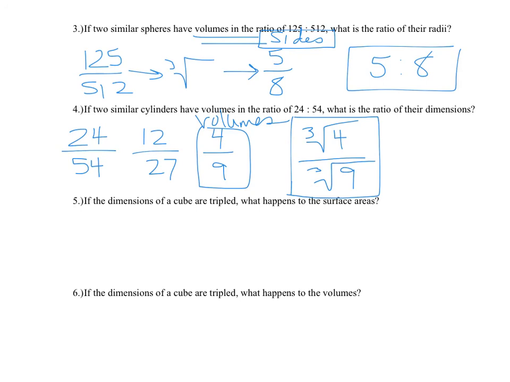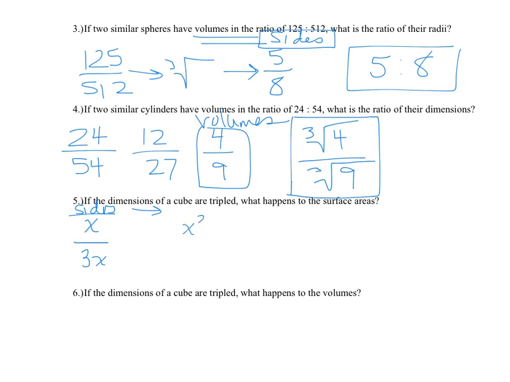All right, number 5. If the dimensions of a cube are tripled, what happens to the surface area? So basically what we're saying here is let's say one of the dimensions was x, then what would the dimension of the new cube be? Well, if we triple it, it's now going to be 3x. Okay, so let's look at the surface area. We know that to get the ratio of the surface areas, I would square the ratio of the sides. So this is the ratio of the sides, and I want to square it to get the ratio of the surface area.